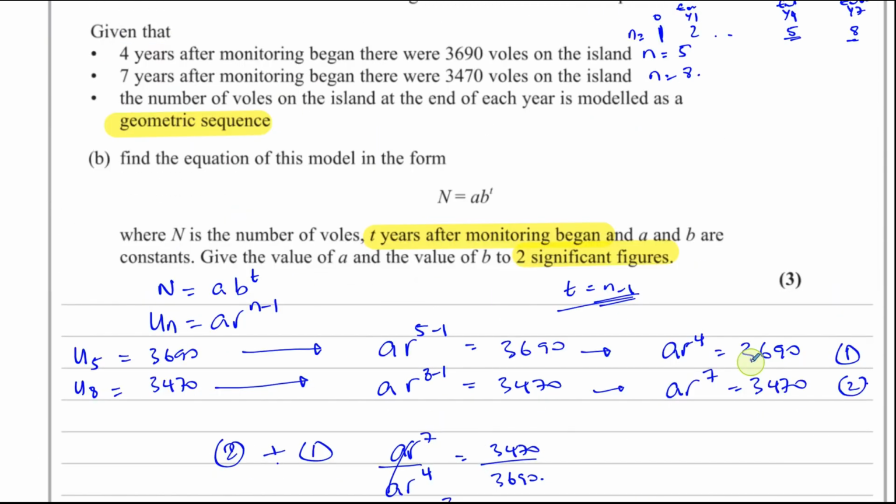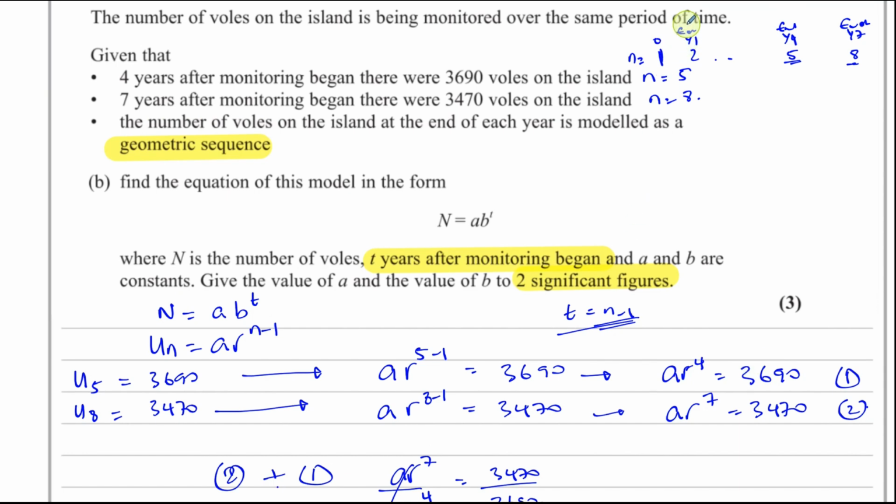So in this case, if we think about it, this is when T equals 1, but this is when N equals 2. T is N minus 1. So when they say T is the number of years, it's not the same as T is the term. N is the position of the term. T is the number of years after monitoring began. So our N equals 2 is the same as T equals 1. That's why you have to be really careful in this question.